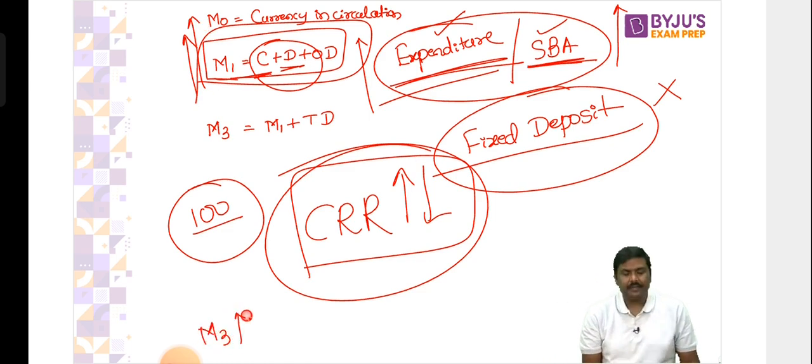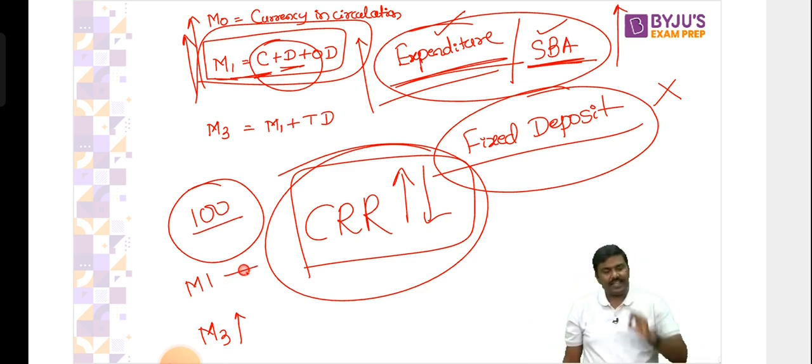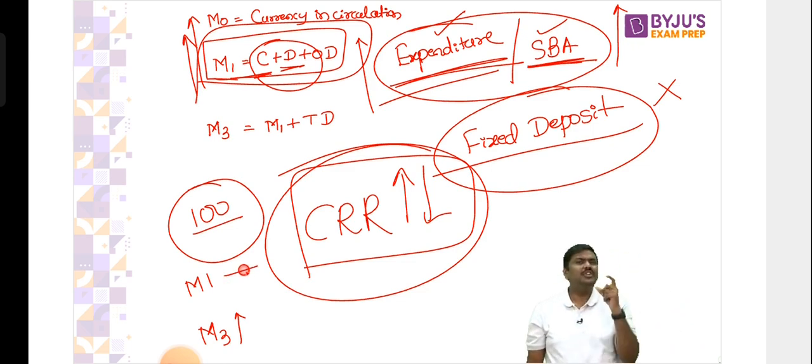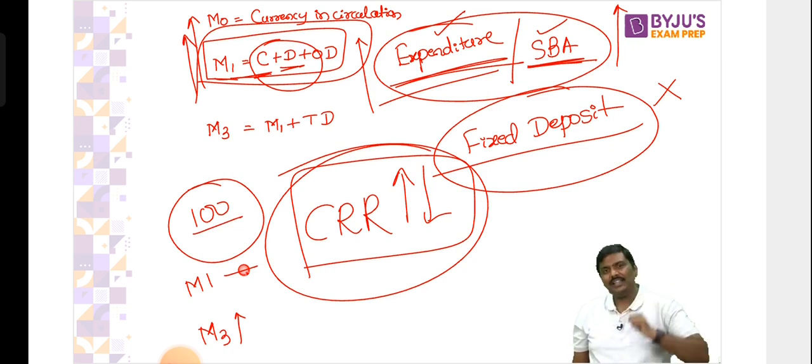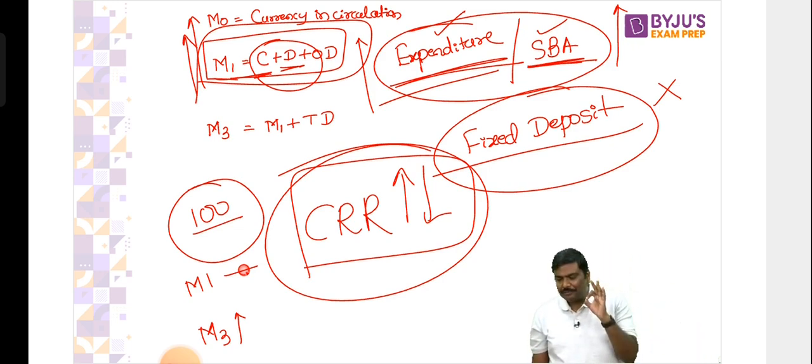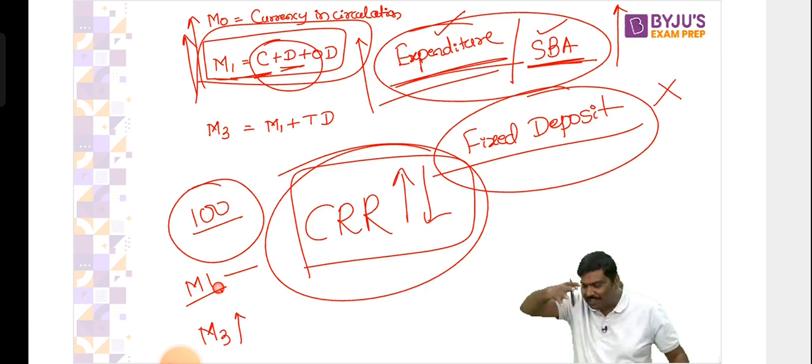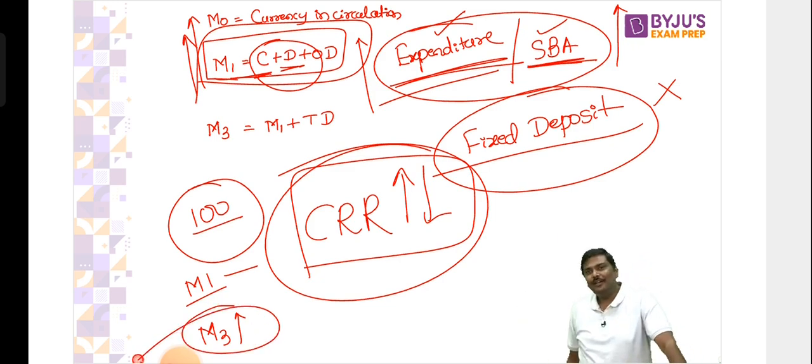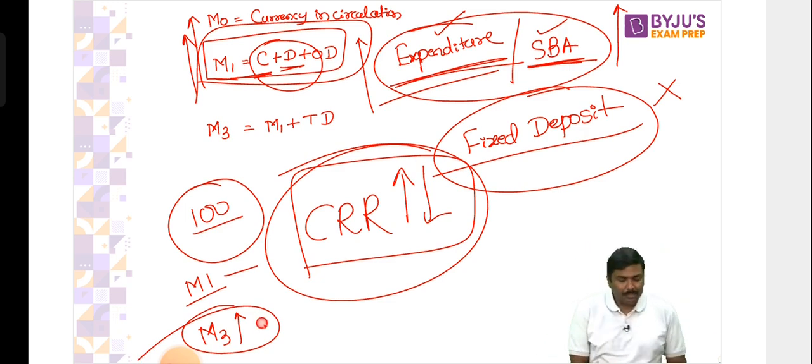M3 is increasing. M1 is the same. It is not changing. What should be the objective of RBI? Should RBI increase the money supply or decrease the money supply? I'll repeat the statement. M1 is the same, it is not changing, but M3 is increasing continuously. What should RBI do? Increase the money supply, decrease the money supply? Print more money and give, reduce CRR, or do the opposite? Most of you are answering correctly. I'm happy. RBI should increase the money supply.